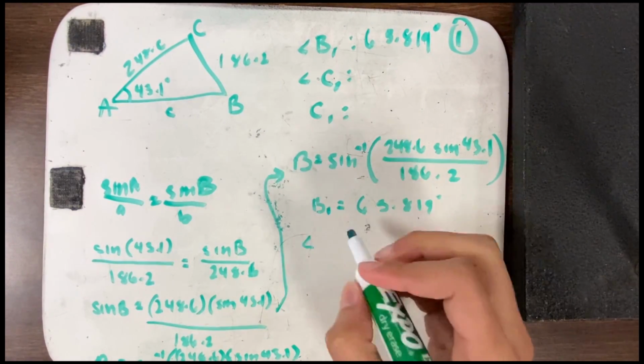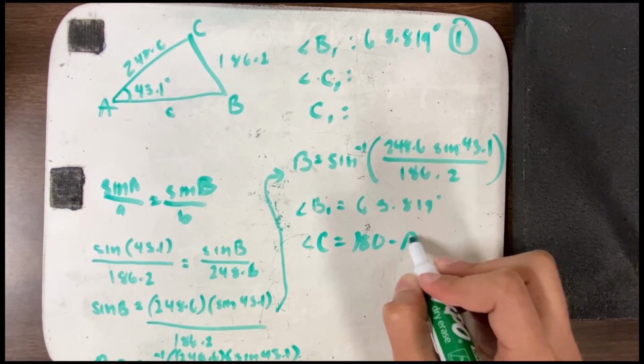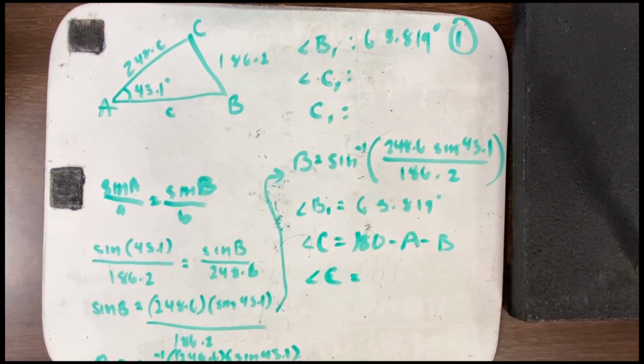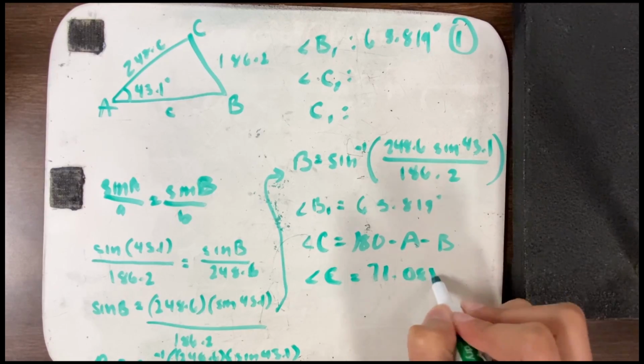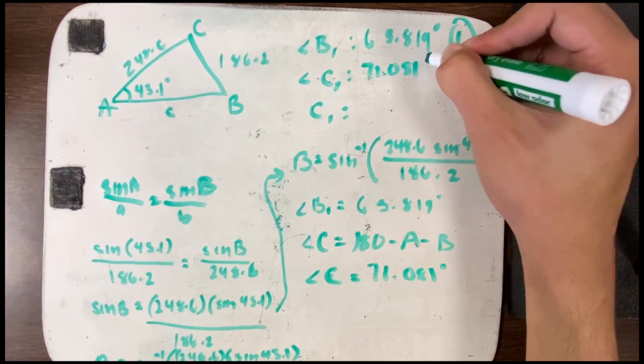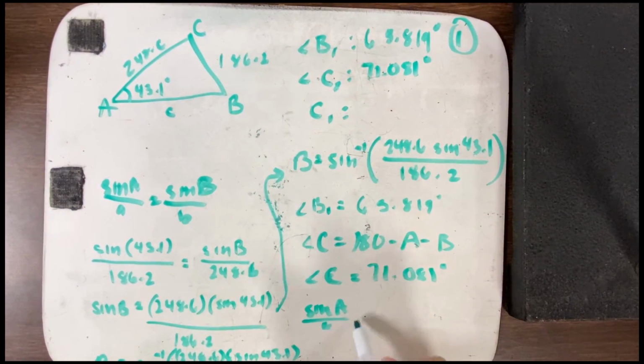Now we can use this information that we just learned to find angle C immediately, because we know that a triangle adds up to 180 degrees. So angle C would just be 71.081, 180 minus A minus B.